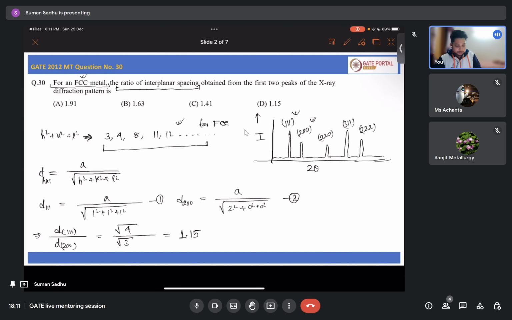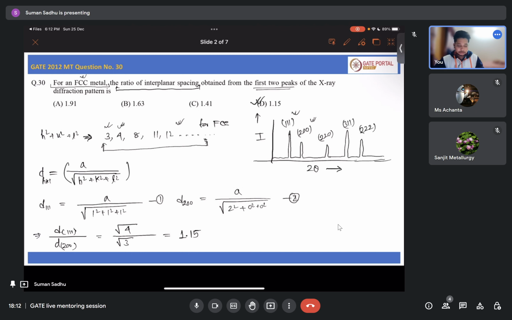So for FCC, this sequence is this one. So now it was asked to calculate the ratio of the interplanar spacing obtained from the first two peaks. So that means 3 and 4. So first peak is 111 and second peak is 200. So d_hkl is equal to a by root over of h square plus k square plus l square. So using this formula, you can calculate the ratio. Is it clear? Yes, sir. Okay. So the correct answer is option D.